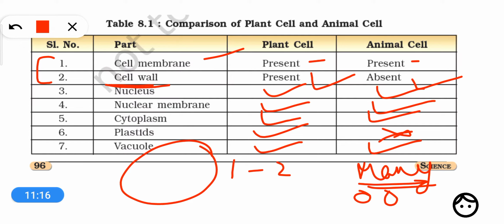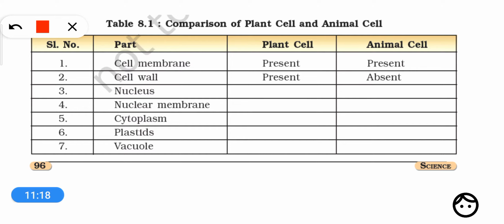So the major differences between plant cell and animal cell that we noted is that the cell wall is present in plant cell but absent in animal cell. Plastids are present in plant cell but absent in animal cells.